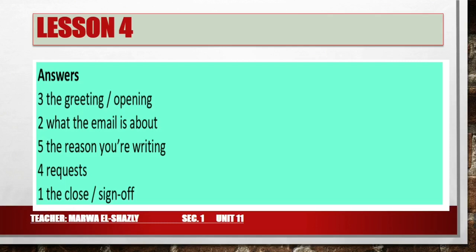Next one. If your company would be suitable for a disabled person like me, I will apply for a job in the sales department, which I am qualified for. Yeah, it's number 4, requests. This line, I look forward to hearing from you, is number 1, excellent, the close or sign off.